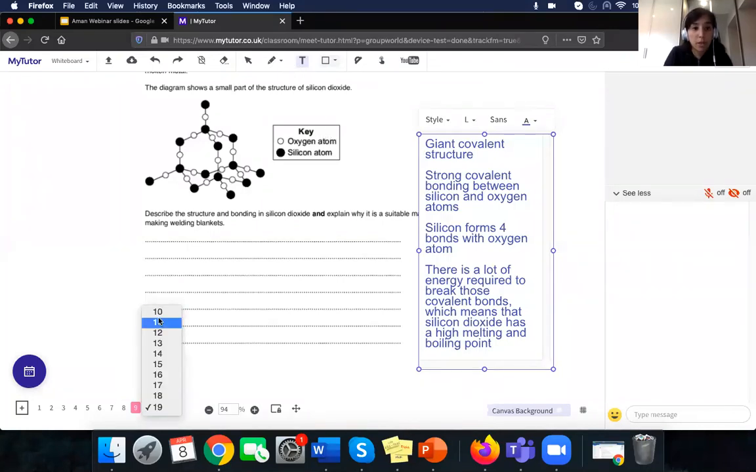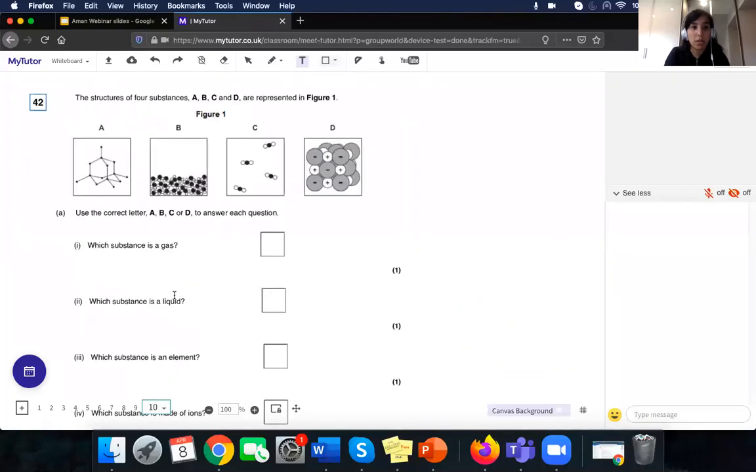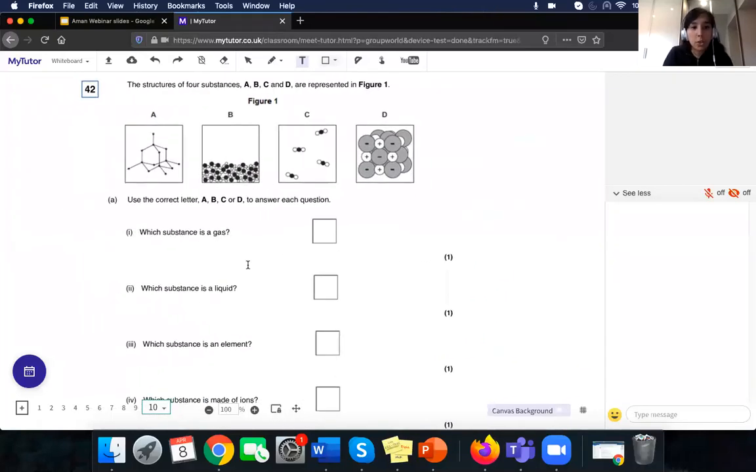The next question that I have, not this one, is this one. So this is just a question I put in because I get a lot of questions asking me the differences between kind of elements, compounds, mixtures. So I thought we'd have a go at this question then. So which substance is a gas? A, B, C, or D? What do we think?